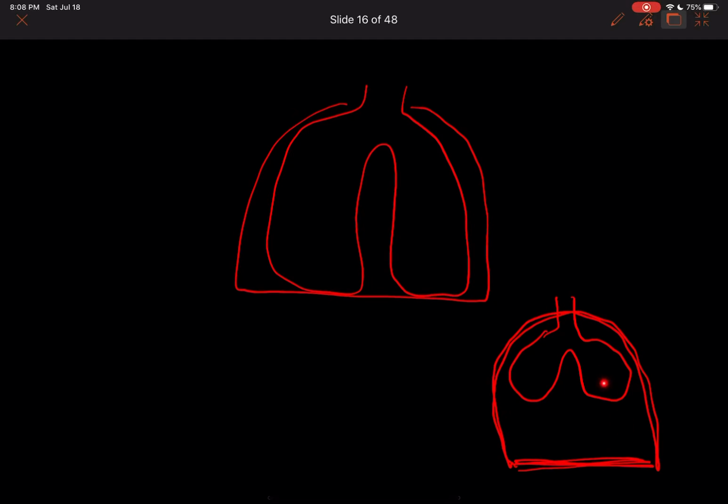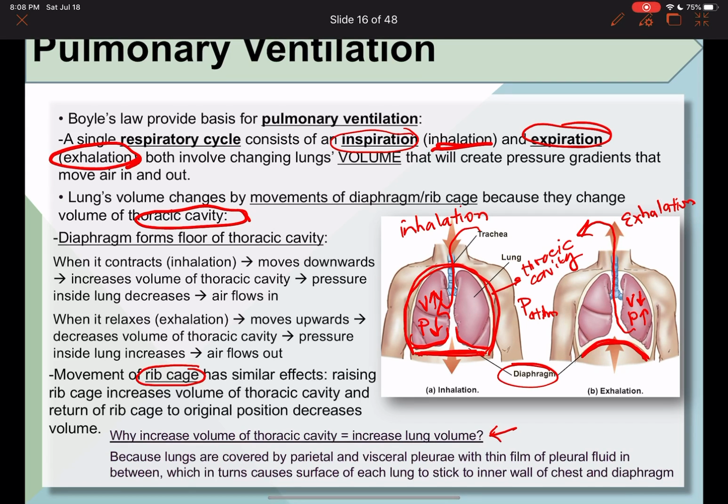But what is causing the lungs to expand along with the volume increase of the thoracic cavity is the question we're asking here. So remember that the lungs are covered by your parietal and visceral pleural layers, okay? Other than serving the purpose of lubrication, I mentioned earlier that these two layers are making sure your lungs expand. In between your parietal and visceral pleural layers, you have a film of pleural fluid that acts somewhat like a suction that causes the surfaces of each lung to stick to the inner wall of the chest and diaphragm.